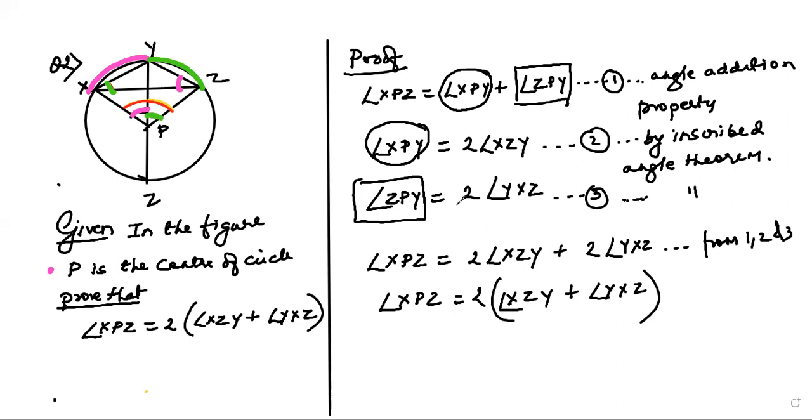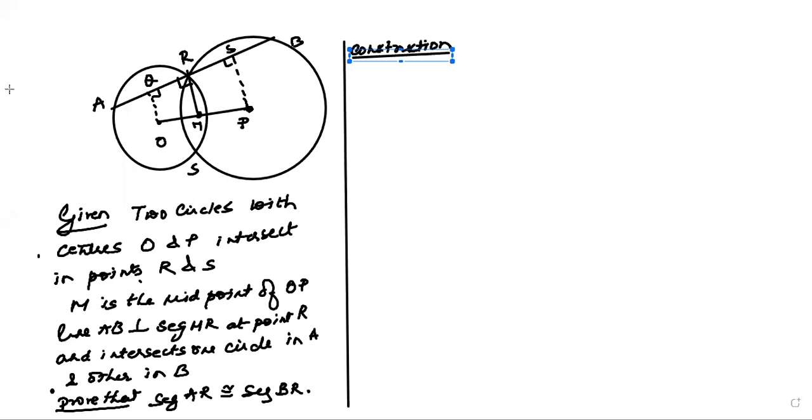Okay, now we go to the next sum, children. Very simple question. Two circles with centers O and P intersect each other in points R and S. M is the midpoint of OP.